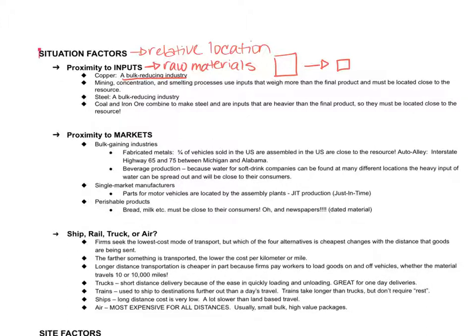The next thing that they consider is proximity to market. So what's market? What do you do there? Where they can sell their items. Yes, okay, so this is where your consumers are. With proximity to inputs, we worry about bulk reducing. We have to be close to our raw resource. With proximity to markets, it's actually the opposite. So it's bulk gaining. It goes in little, but when it comes out of the manufacturing process, it's bigger.